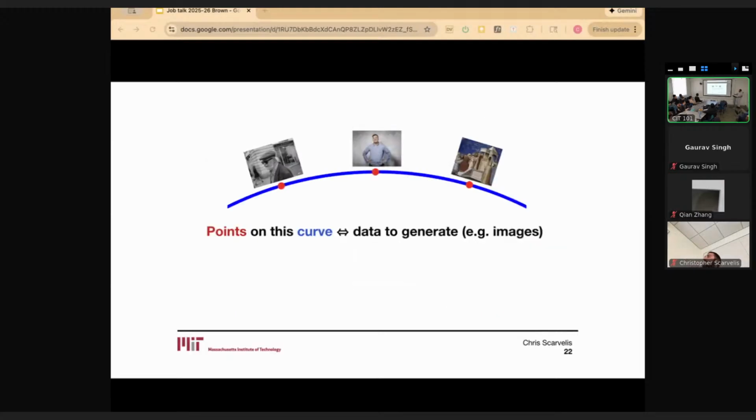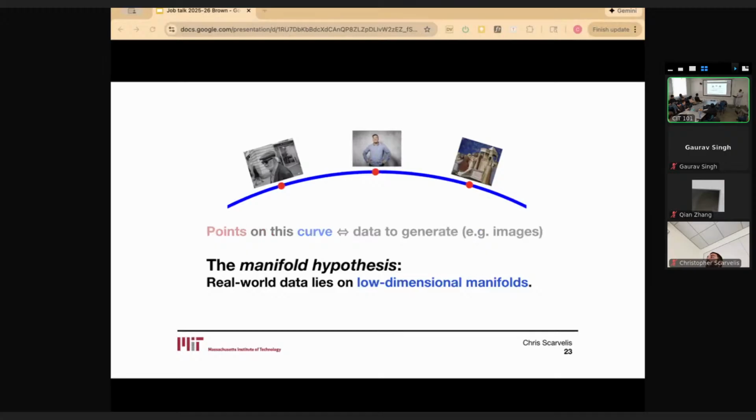Throughout this talk, we're going to use this abstract blue curve to represent the distribution from which we're sampling. I want us to think of points on this curve as representing data we'd like to sample, like images in this case. Representing data in this way as a low-dimensional manifold in higher dimensional space corresponds to the manifold hypothesis, which is a standard assumption in this domain, though we'll later see how we can relax this assumption to handle data that lies only approximately on a manifold.